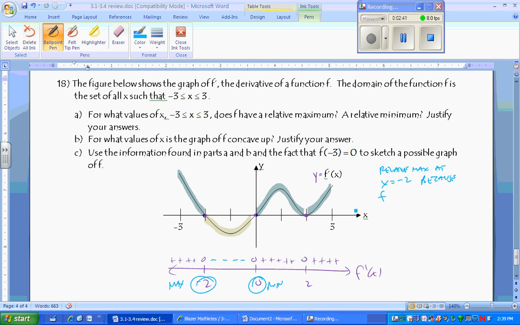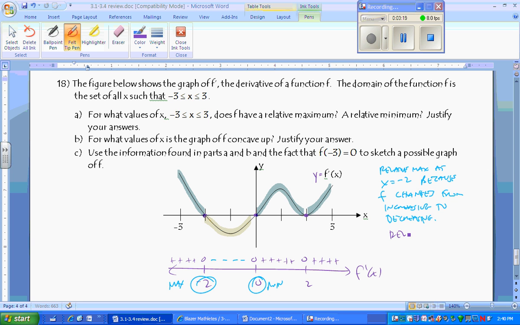the function f, the original function, not this graph, changes from increasing, positive derivative, to decreasing, negative derivative. So that's when it has a max.